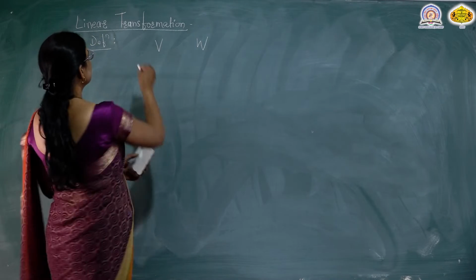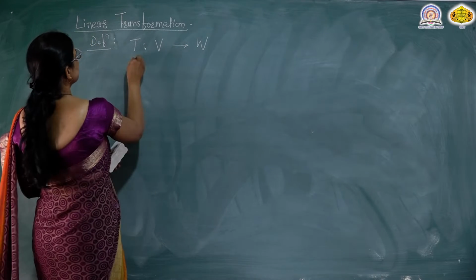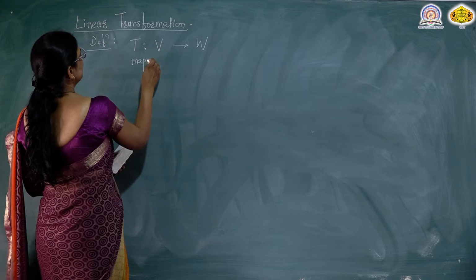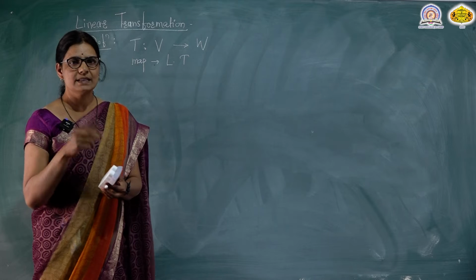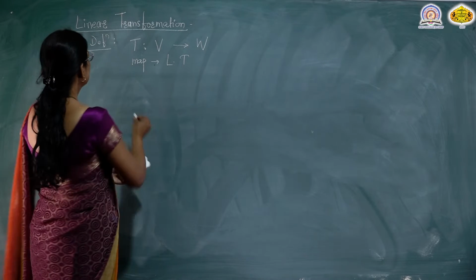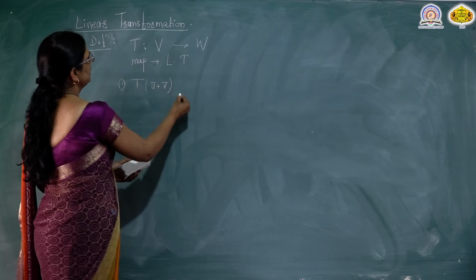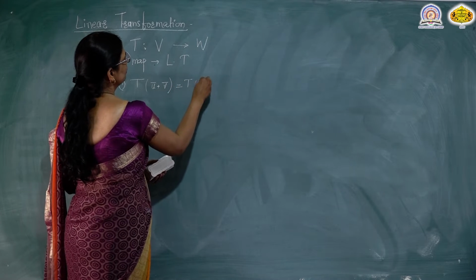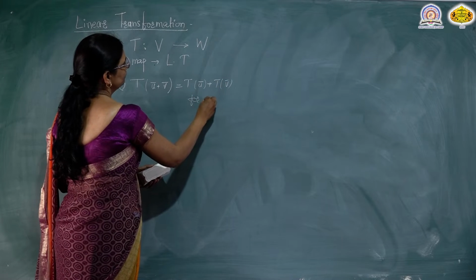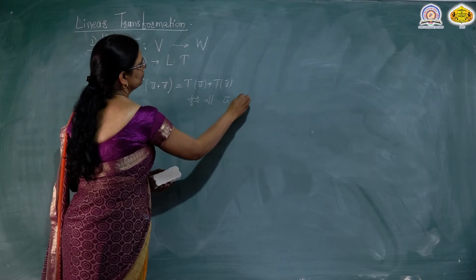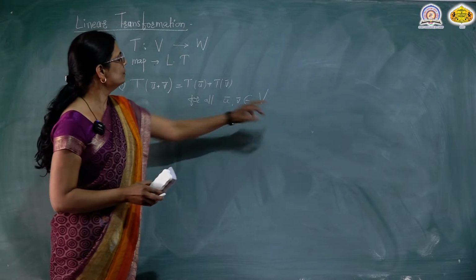Define a mapping say T from V to W. This mapping is called a linear transformation if it satisfies the following two properties. So first property is T of u bar plus v bar is equals to T of u bar plus T of v bar for all u bar, v bar belongs to V.